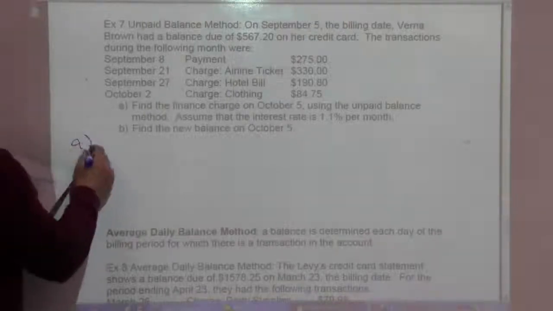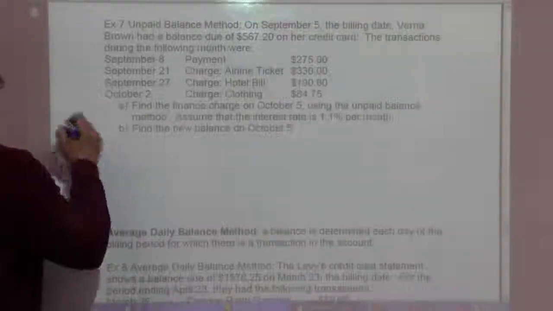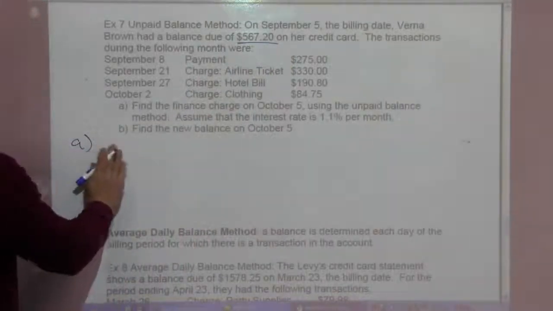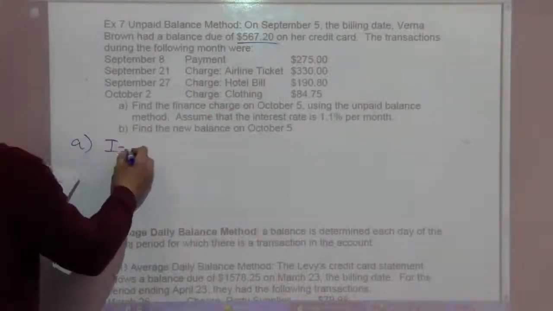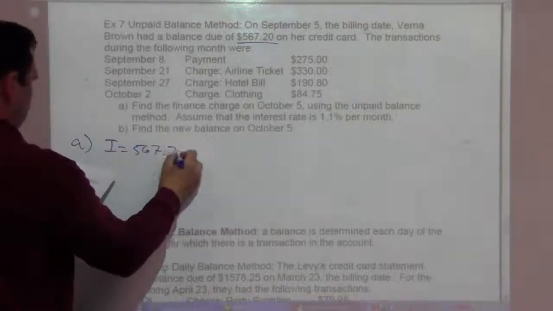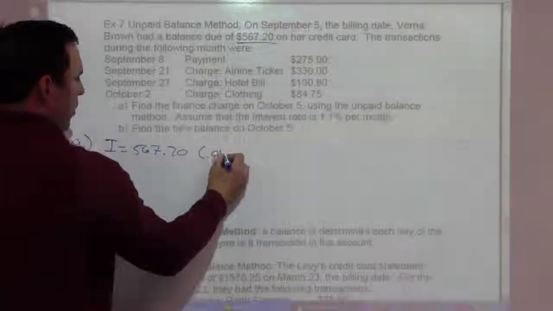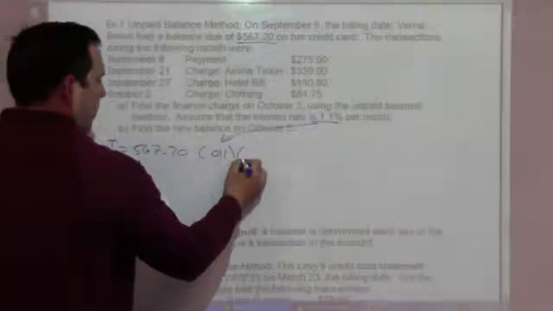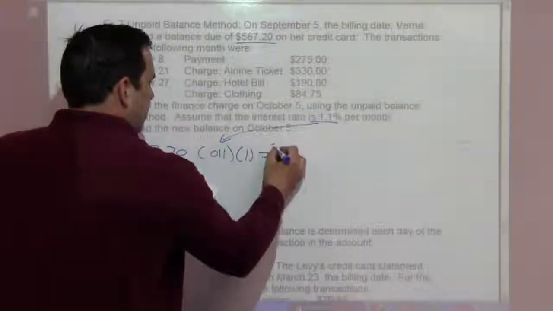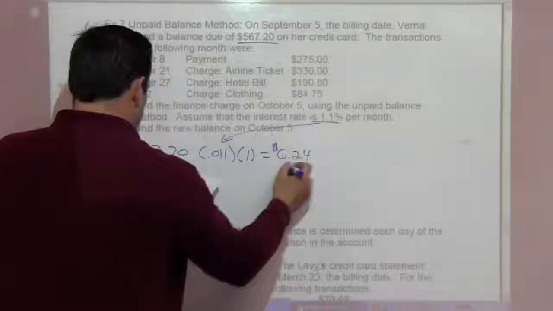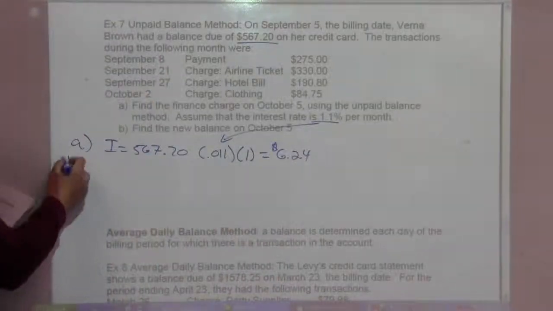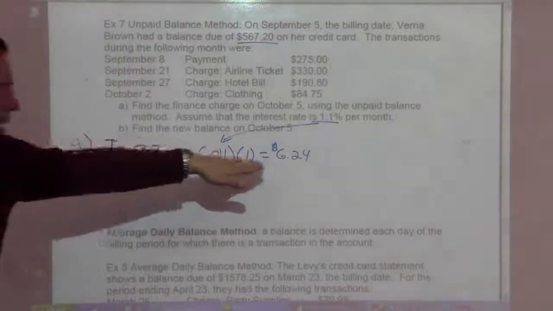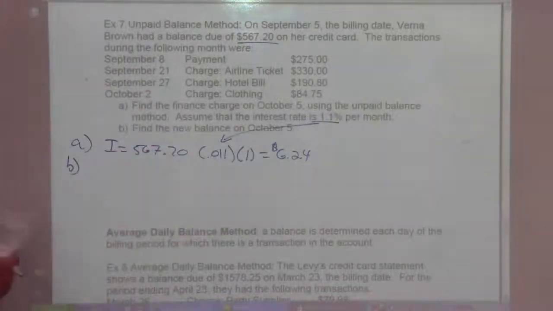So for A, it's going to be based off of the previous month, the interest. The interest is going to be 567.20 times 0.011. That's our interest rate. Times 1 month. That's $6.24. So that's the finance charge. So for the October bill, that finance charge is going to be added on.